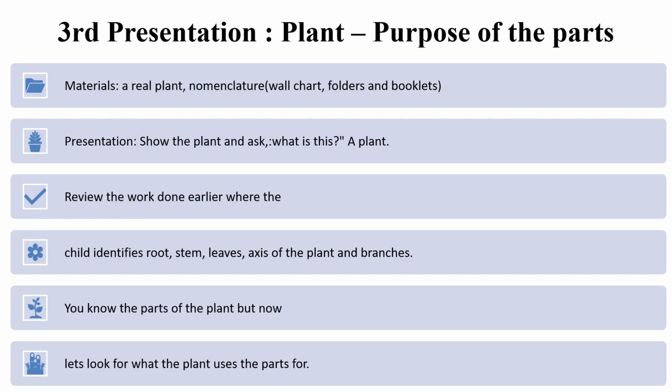In the third presentation of a plant, we look at the purpose of the parts. The materials we need are a real plant, nomenclature, that is a wall chart, folders, and booklet. This is how we present it. We show the plant and ask, what is this? A plant. Review the work done earlier where the child identifies root, stem, leaves, axis of the plant, and branches. You know the parts of the plant, but now let's look at what the plant uses the parts for.